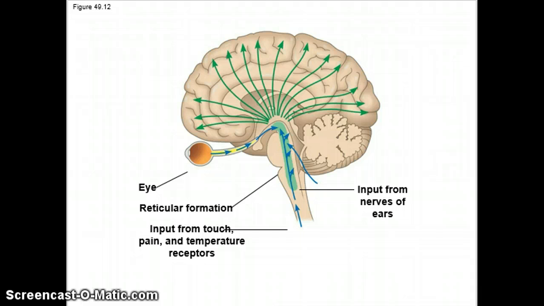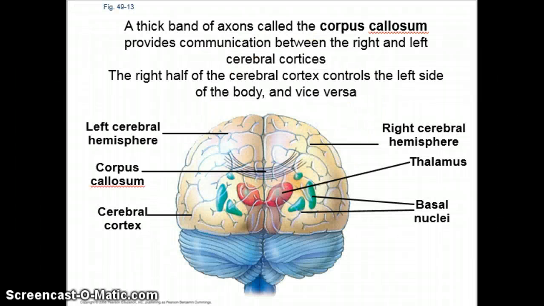So we can see here, this is actually going back to the brain stem. So I'm going to come back to that in just a second. I want to look at the next slide first. So this is looking at the left and right cerebral hemispheres, and you can see how they are surrounding that central portion where the thalamus and the hypothalamus are located. And you can see those basal nuclei. They're the green structures that you see there inside the cerebrum.